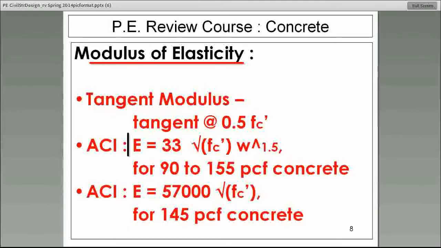E, modulus of elasticity for concrete, is equal to the following equation: 33 times the square root of f prime c times w to the power of 1.5. W, guys, you need to understand what W is. W is the unit weight of concrete. So you substitute the unit weight of the concrete in that equation. You substitute the value of f prime c, design compressive strength, in that equation, and this will give you the modulus of elasticity for that particular concrete.